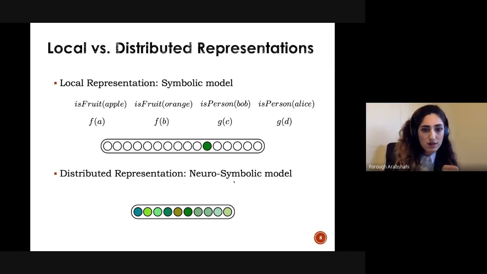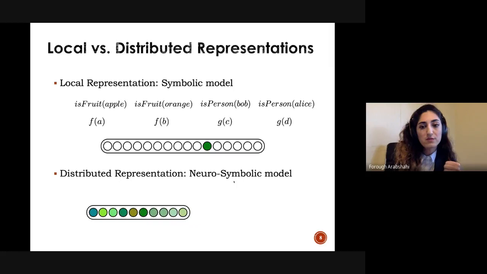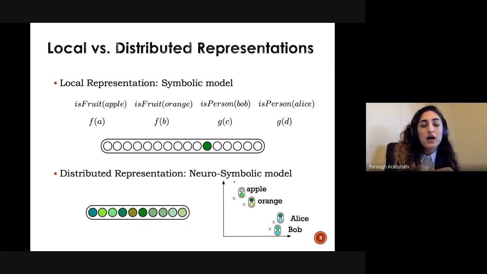And the point about this distributed representation is, let's say I project this down to the 2D space just to view it. If we learn good representation, then what's going to happen is that, say, apple and orange will be bundled together, and Alice and Bob will be bundled together, such that semantic similarity in the symbol space translates to vector similarity in the vector space. And this is what neuro-symbolic models allow us to achieve.